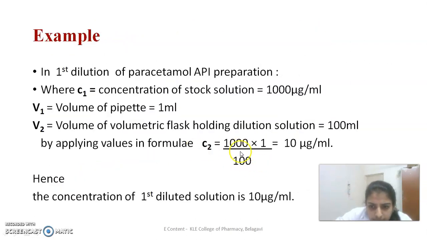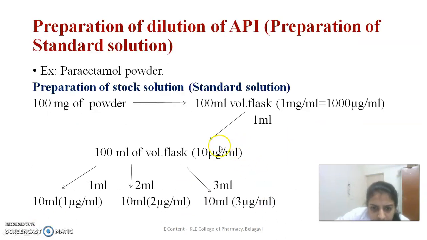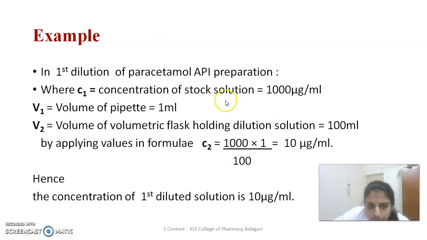So 100 ml is V2. By applying the values in the formula, C2 is equal to C1, which is 1000 microgram, V1 is 1 ml and V2 is 100 ml. So 1000 into 1 divided by 100 is 10 microgram per ml. So the first diluted solution concentration is 10 microgram per ml. We can cross check it. By this way, you have to calculate the strength of the diluted solution.